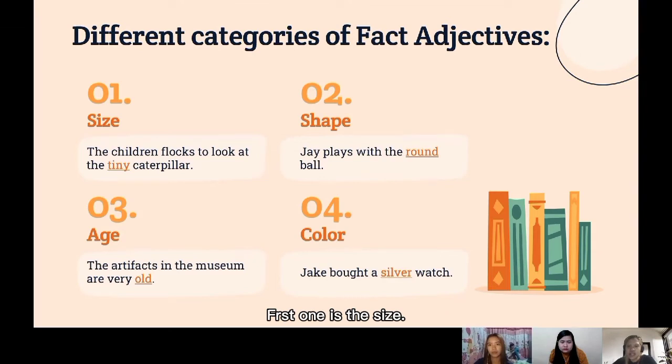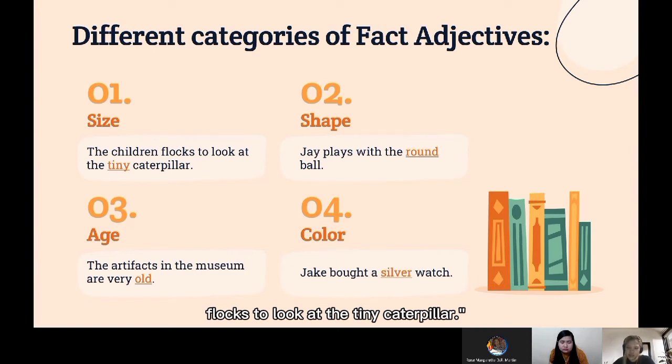First one is the size. The example is, the children flocked to look at the tiny caterpillar. The adjective in the sentence is tiny and it indicates size. Next one is shape. Jay plays with the round ball. The adjective used is round, and round is a shape. Next one is the age. The artifacts in the museum are very old, and the adjective used is old, which indicates the age of the artifacts.